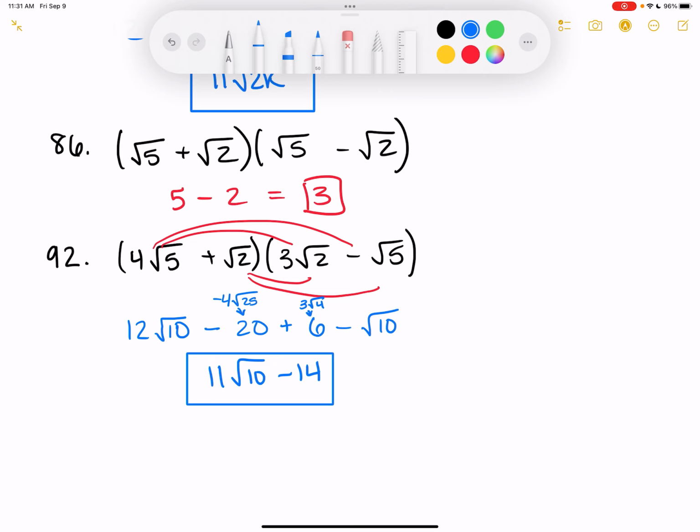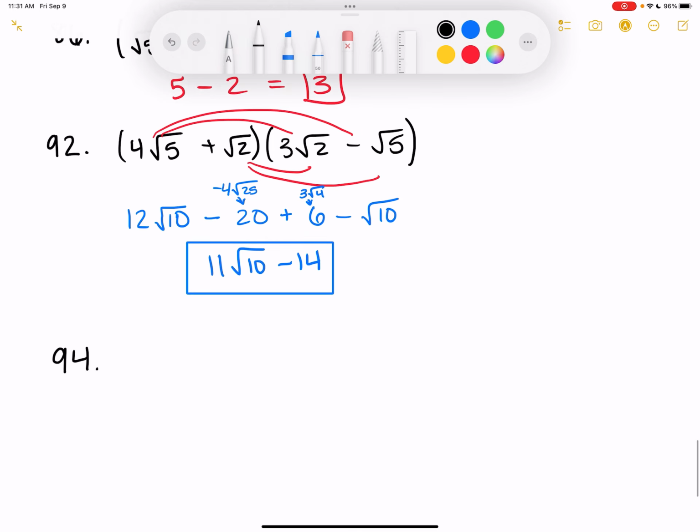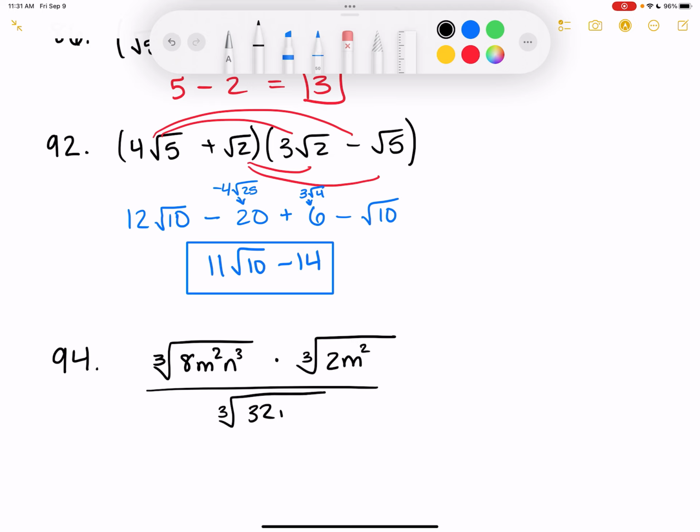Let's do 94. We'll do like 2 more. 94: the cube root of 8m squared n cubed times the cube root of 2m squared, all over the cube root of 32m to the 4th n cubed. So the cube root, can you remind me what that means? That means anything we take out has to be taken out in a group of 3.